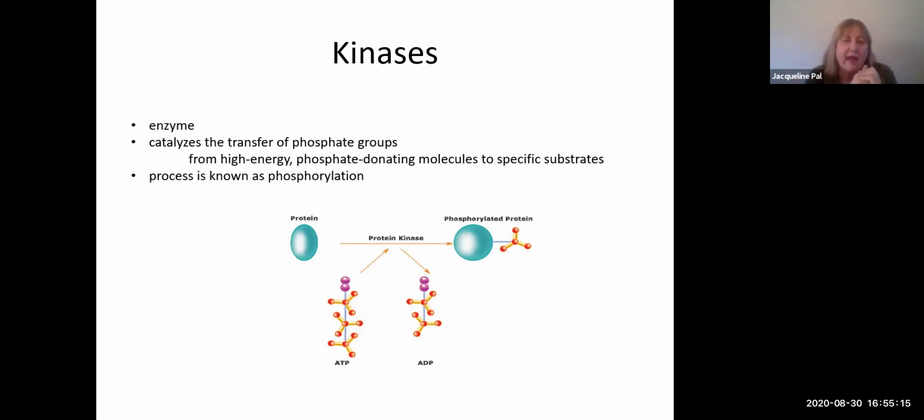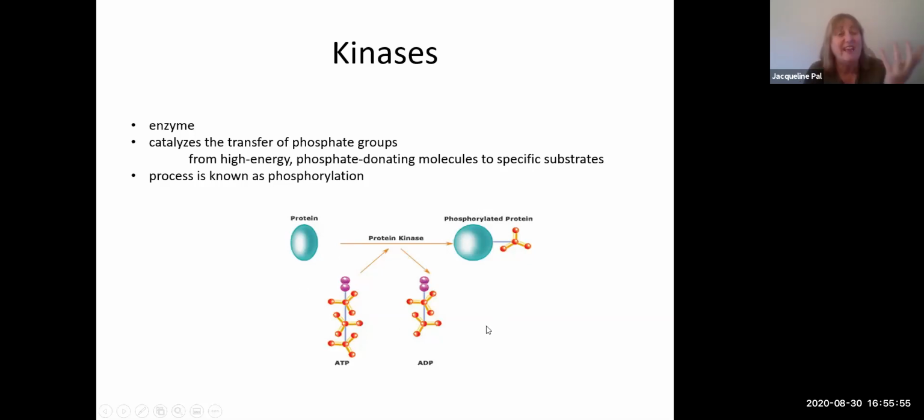If you recall, we had enzymes known as kinases. What kinases do is they catalyze the transfer of a phosphate group from a high energy molecule, such as this ATP molecule, where there's a high energy bond between the second and third phosphate groups. A kinase will break that bond and take that third phosphate group and transfer it to a different molecule, a substrate as it were. And you would end up with ADP as a result.